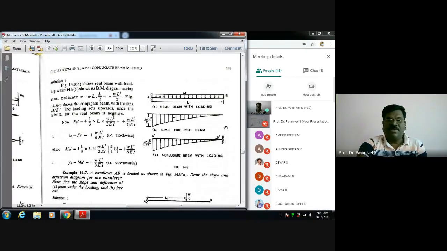If you want to determine the deflection at the free end, what to do? You have to determine the value of bending moment at the fixed end of the conjugate beam. If you want to determine rotation at B, what to do? You have to determine the shear force at B dash of the conjugate beam. Okay, that's what he has done. Okay, so he determined the bending moment MB dash.